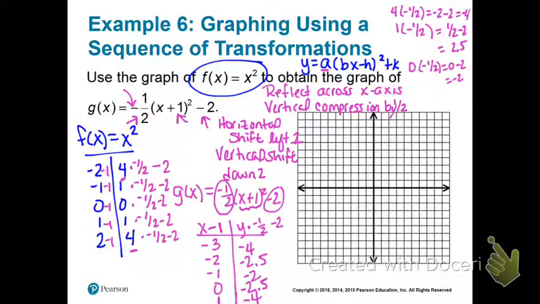And then I'm just going to graph those points there. All right, when it's a parabola, there's where we graph that U-shaped, and there is our graph.